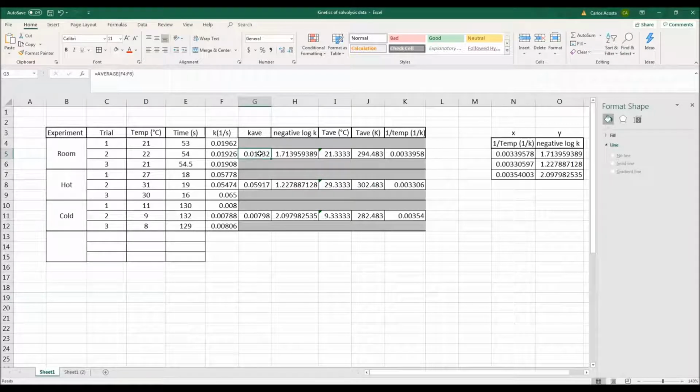Then my next step was to take the negative log of this K average, and I've also done this to the right, negative log of K, and I got 1.71395, etc.